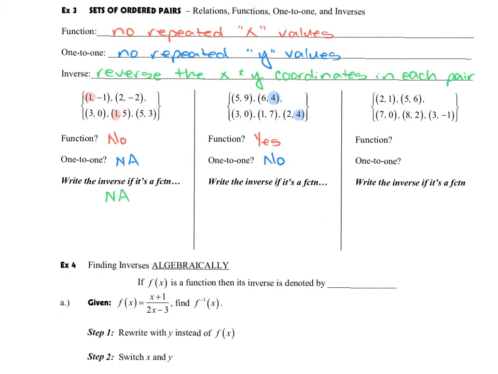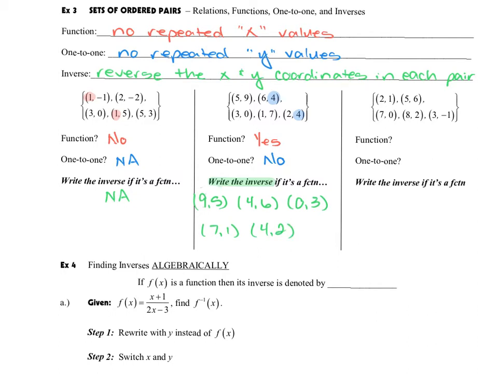Now, since it is a function, we could actually write its inverse, okay? All that we would need to do is reverse each and every ordered pair. So if we reverse these, we would end up with the ordered pairs of (9, 5), the ordered pair of (4, 6), the ordered pair of (0, 3), the ordered pair of (7, 1), and lastly, the ordered pair of (4, 2).